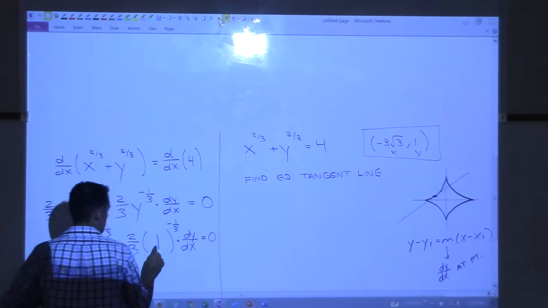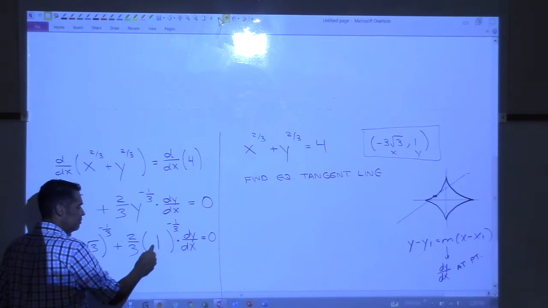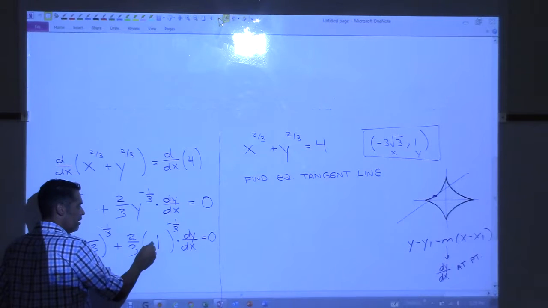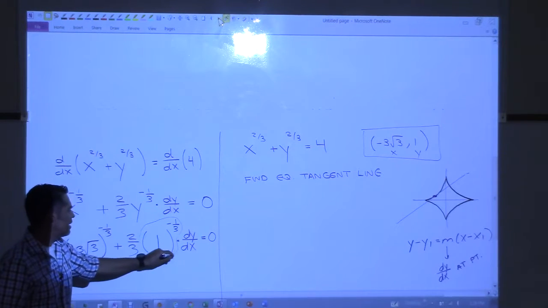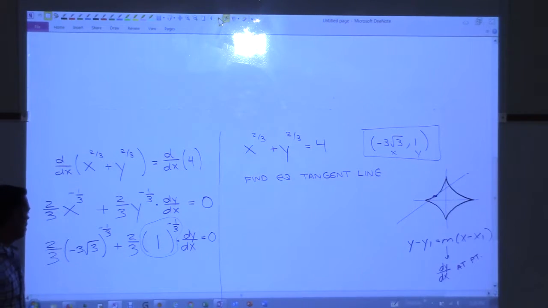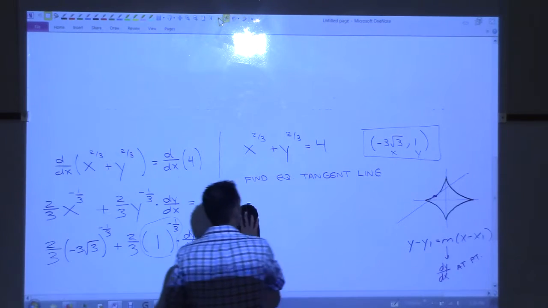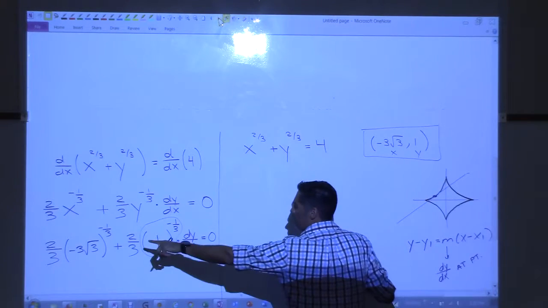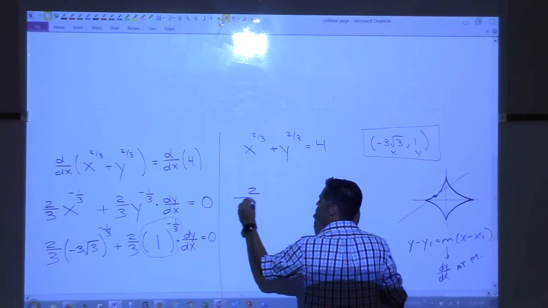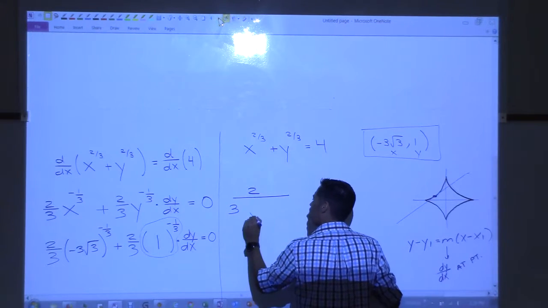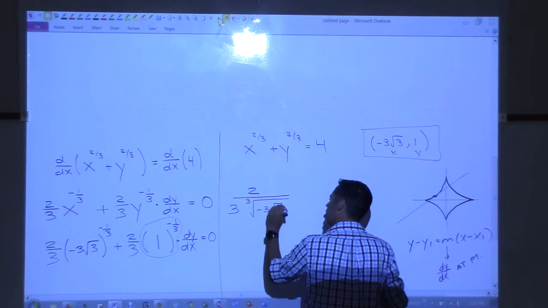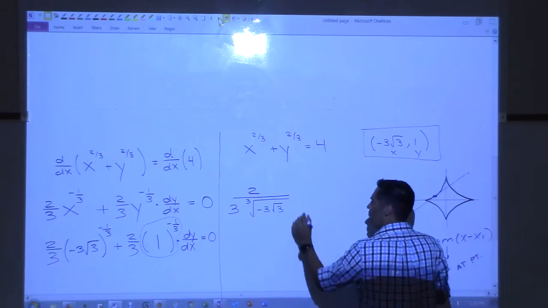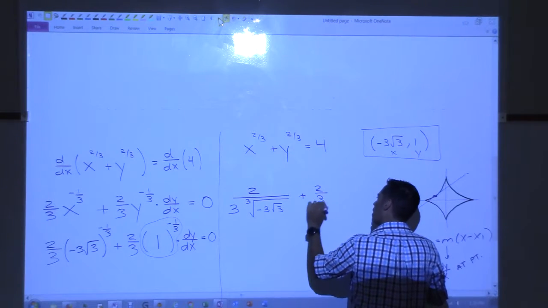All right, one of these is easy. This one right here. What is 1 raised to any power? 1 raised to any power. Just 1, right? It's just 1. So this doesn't require any simplification. That's just 1. This one I'm going to rewrite a little bit. And I guess I'll do it right here. That one over here I'm going to write as this. 2 over 3 cube root of negative 3 root 3. And then plus 2/3 equals 0.